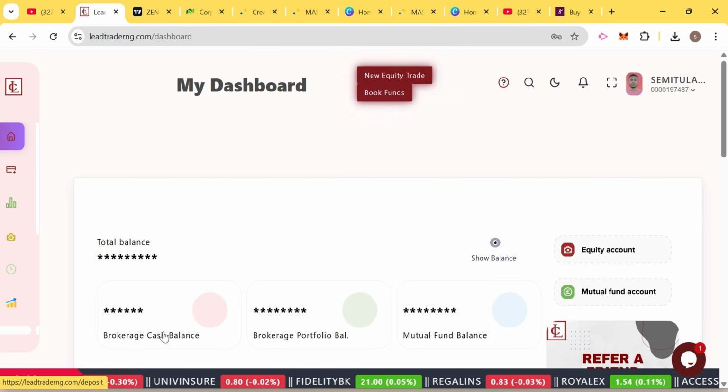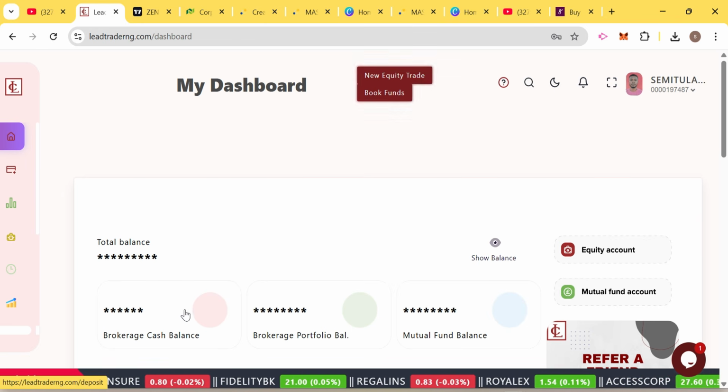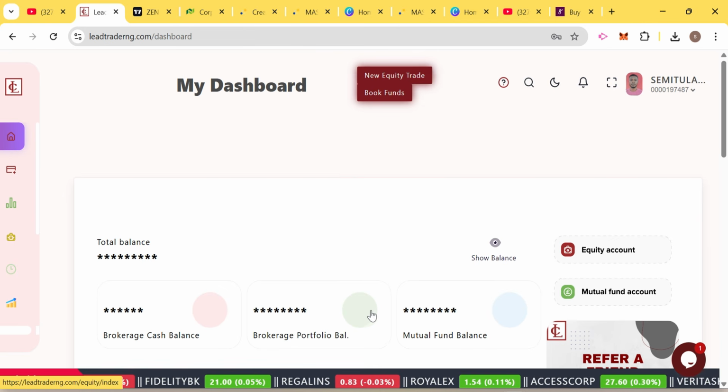Here you see your brokerage cash balance, that is the money available for you to trade, in case you want to buy any stocks that fall into the category of stocks you like to buy. Here is the brokerage portfolio balance, where you will see your balance in stocks, or what you have in stocks.